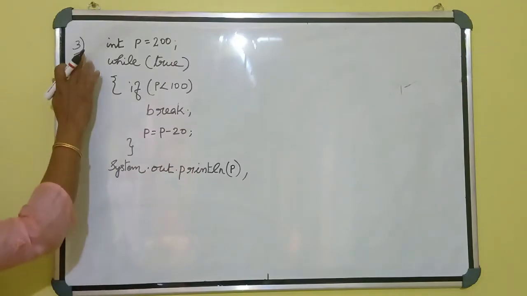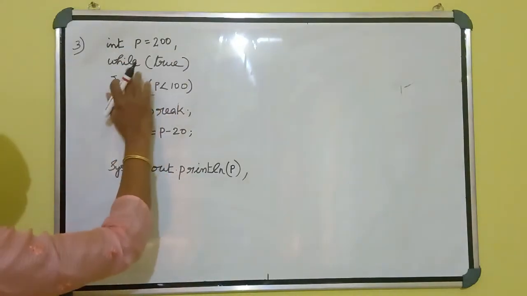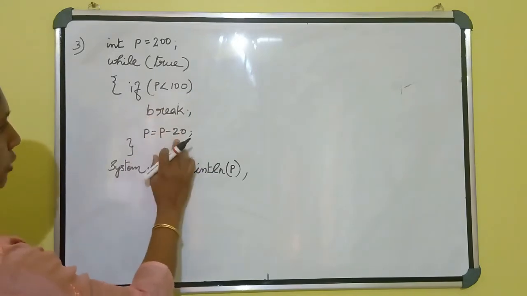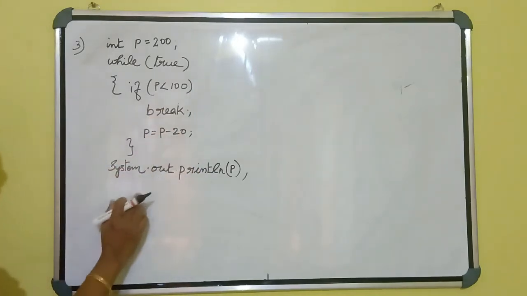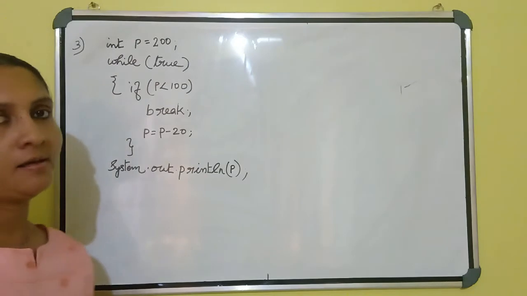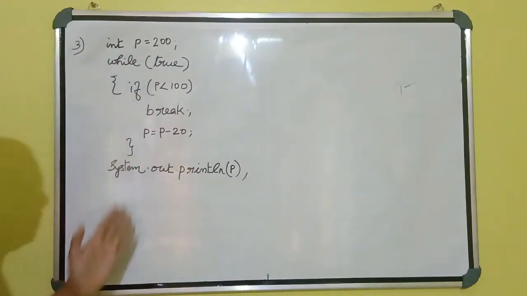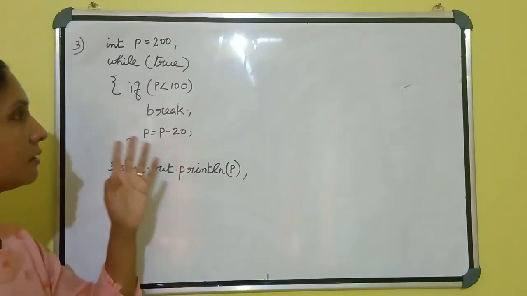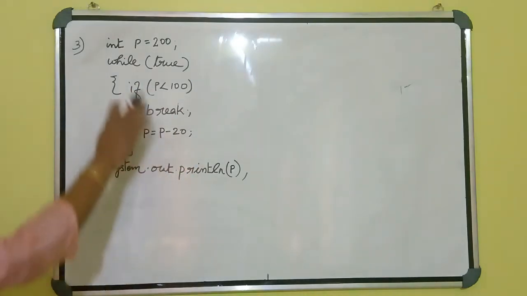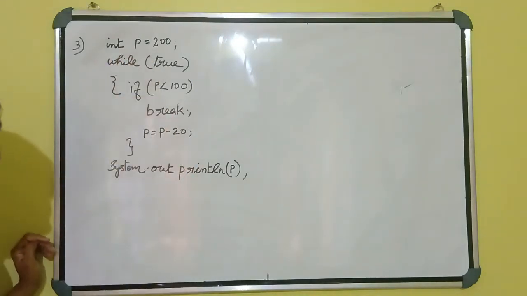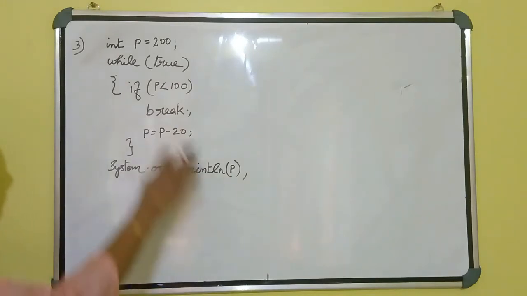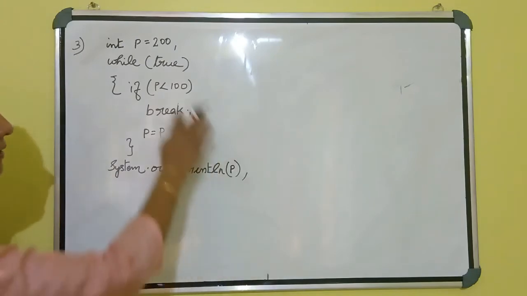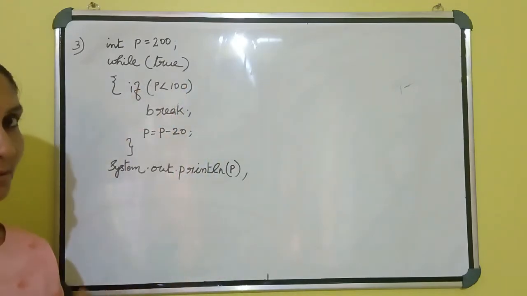So, third question. What's the question? int p = 200; while (true) { if (p < 100) break; p = p - 20; } System.out.println(p). This is our question. In this question they used a while loop and an if statement. What's the first value of p? 200. Usually we get a condition inside the while brackets, but here they directly give the true statement.